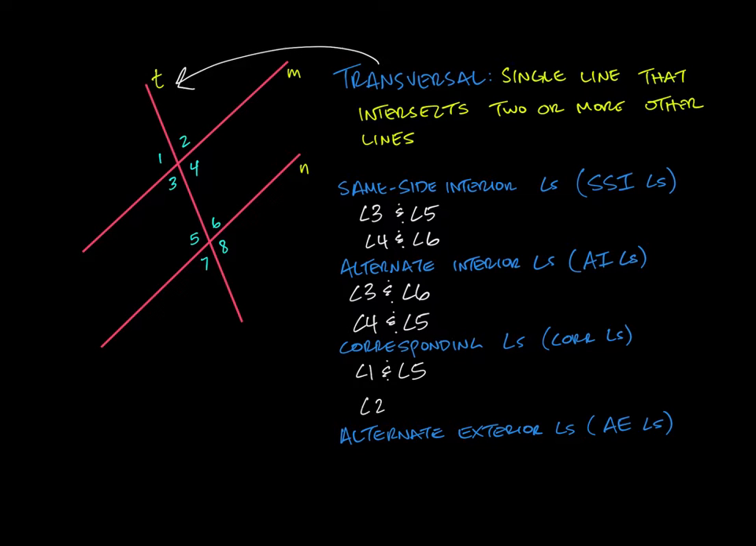Angle 2 would have a partner that is in its same position. Angle 2 is in like the top right-hand position. It's to the right of the transversal and above line M. And so is angle 6. Angle 6 is to the right of the transversal, but above line N. It's in the top right-hand position among this group. So angles 2 and 6 are a pair of corresponding angles.